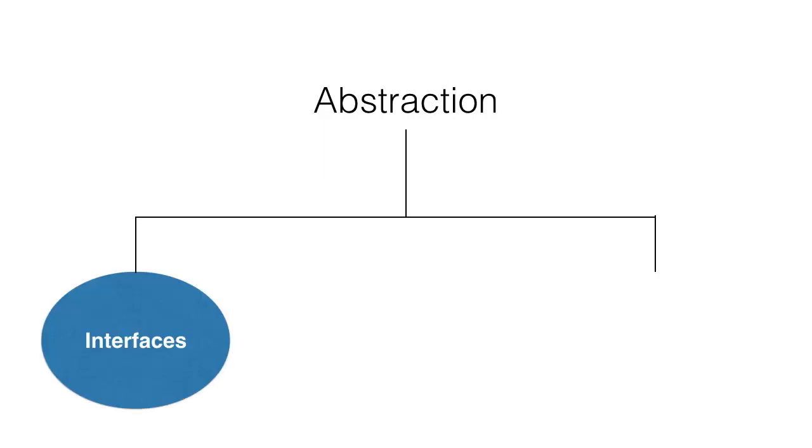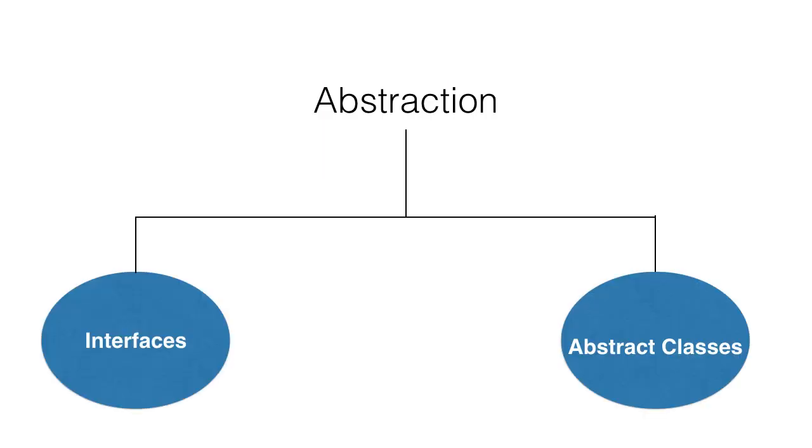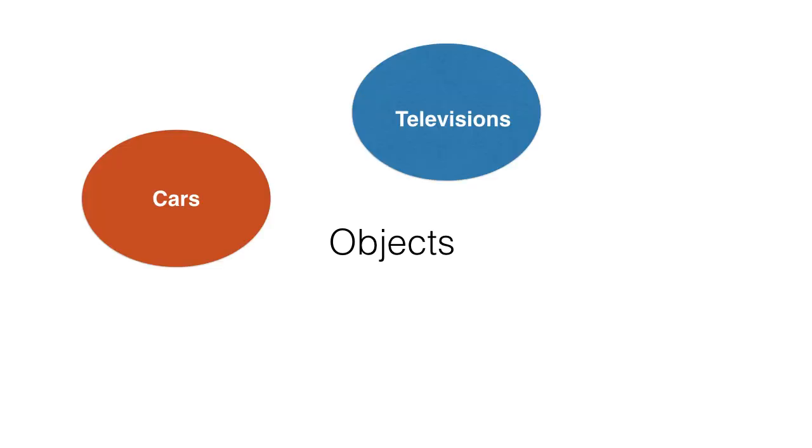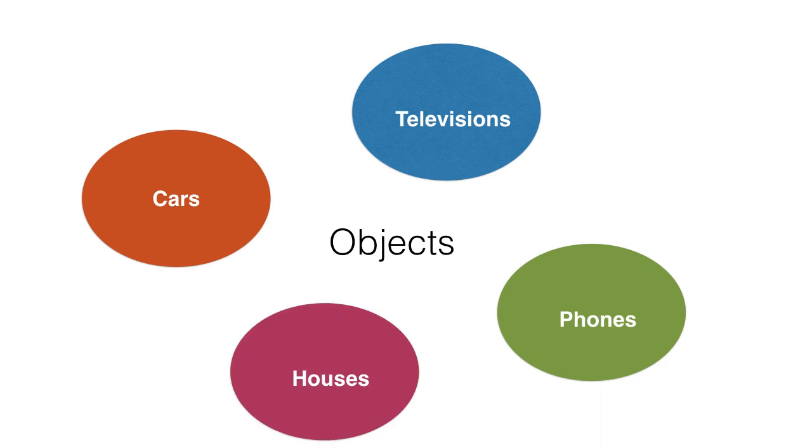Abstraction in Java can be achieved using interfaces or abstract classes. We will illustrate abstraction using Java interfaces. In the real world, we deal with objects, right? Objects like cars, televisions, houses, phones, etc. We use these objects to solve our problems. So we use the car to drive to a place, use the phone to make a call, etc. Each object serves a purpose and solves a problem for us. So in object-oriented programming, we think in terms of objects and use them to solve problems.